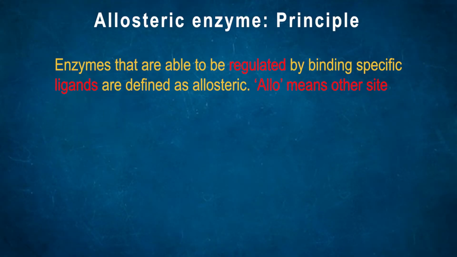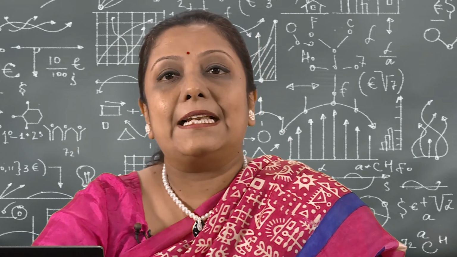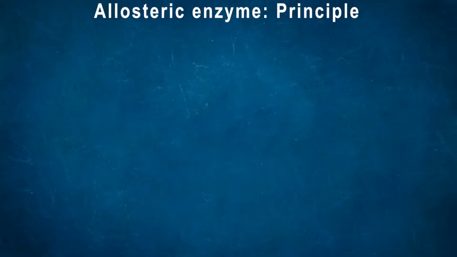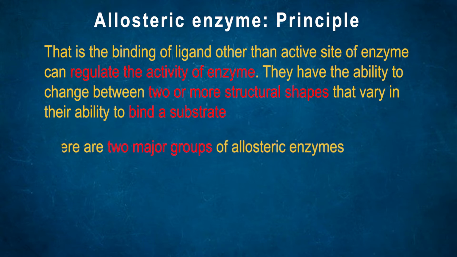So, the activity of the enzymes is regulated by binding of a specific ligand, effector, or modulator. There are so many different names. All those molecules and regulators can regulate the activity of the enzymes. For these enzymes, usually two or more structural shapes are there which have differential ability to bind to the substrate. Two major groups of allosteric enzymes are there.